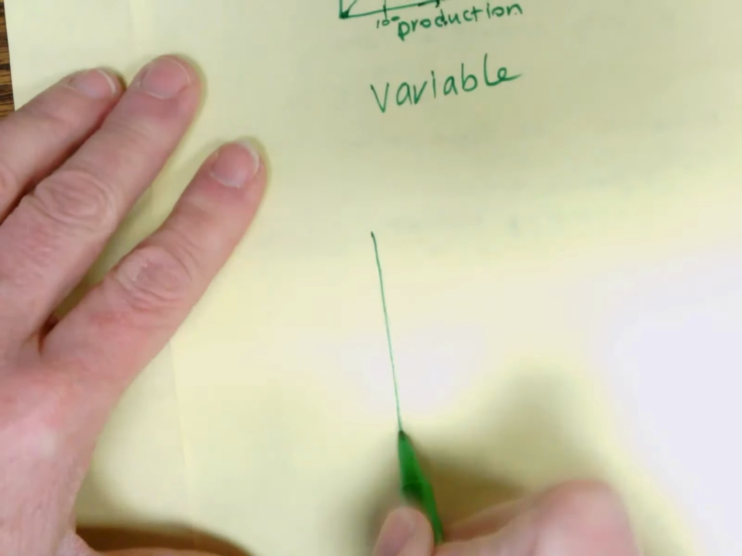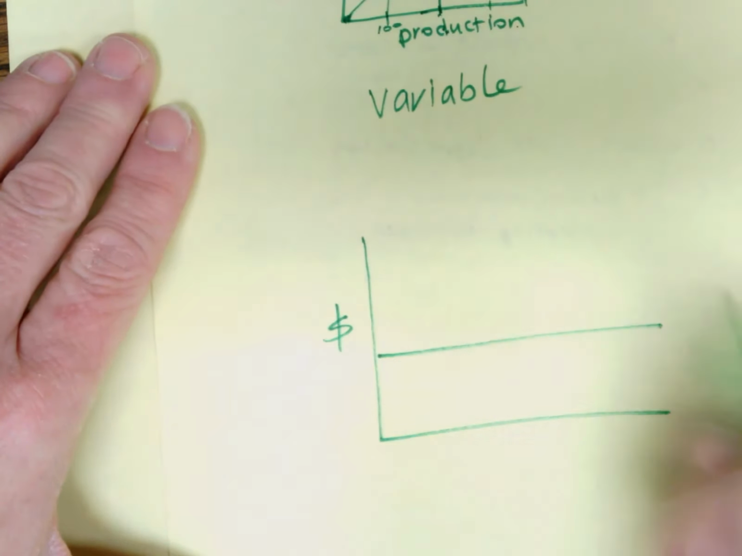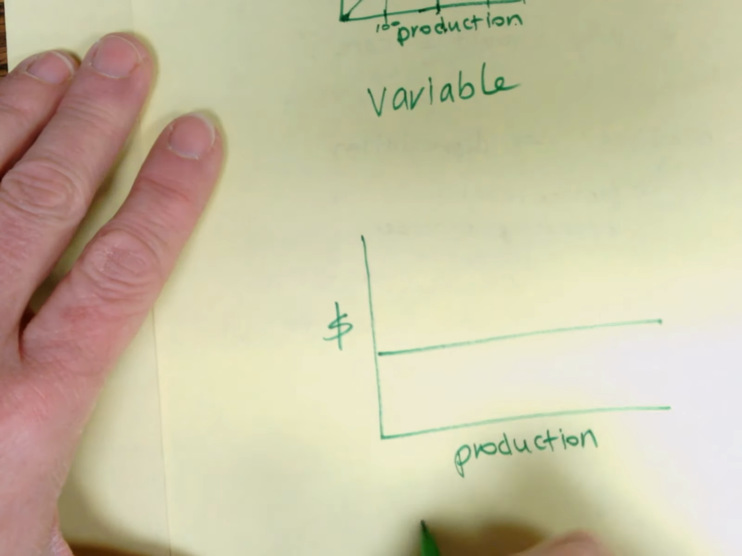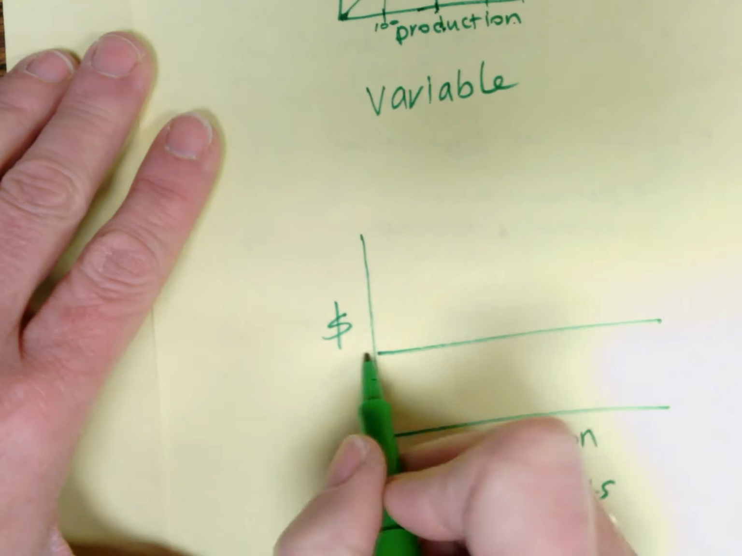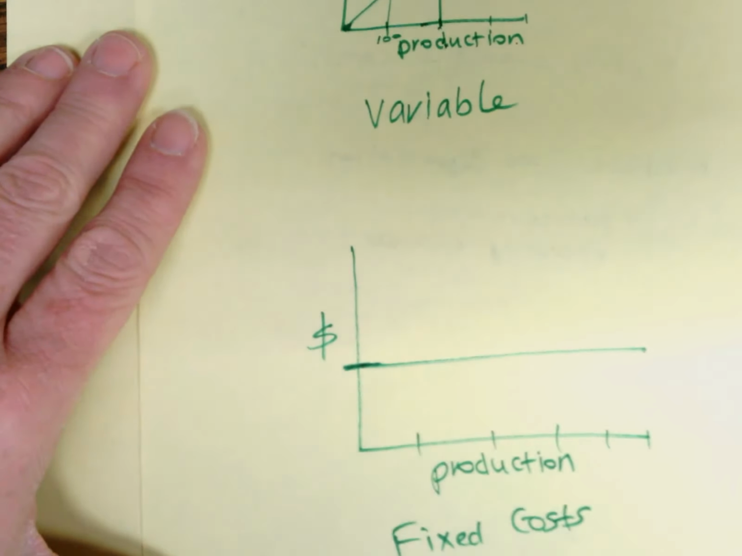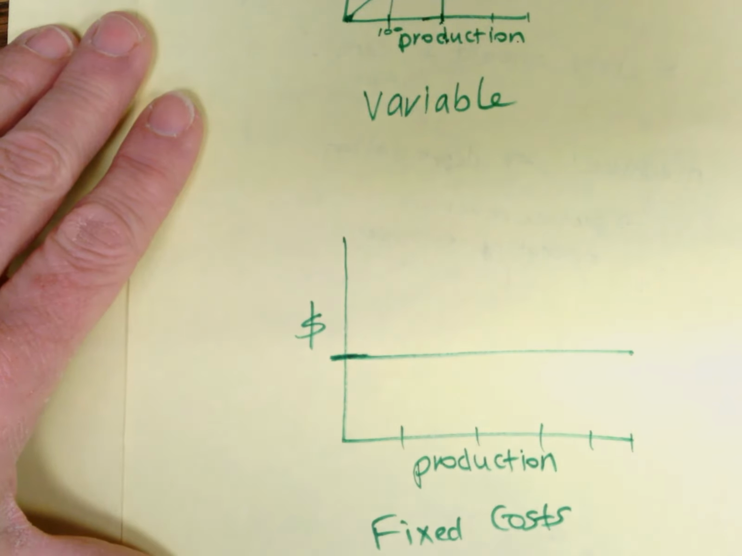Fixed costs, on the other hand, stay flat for a period of time. So if this is total cost and this is production, fixed costs stay the same no matter what happens with production. All right, and that's a nice little introduction to the cost behaviors of fixed and variable costs.